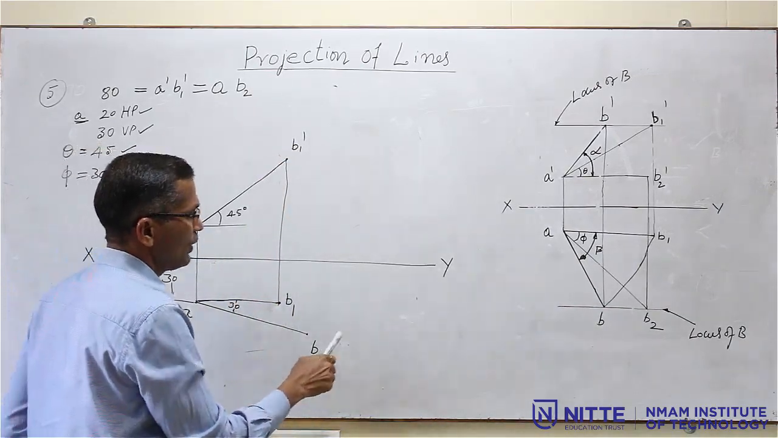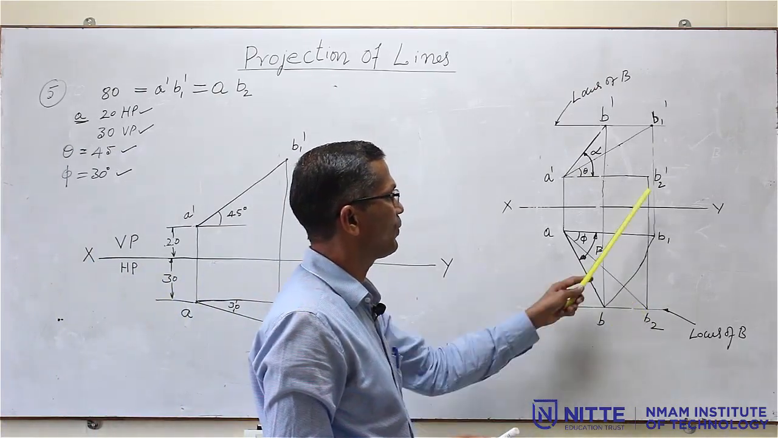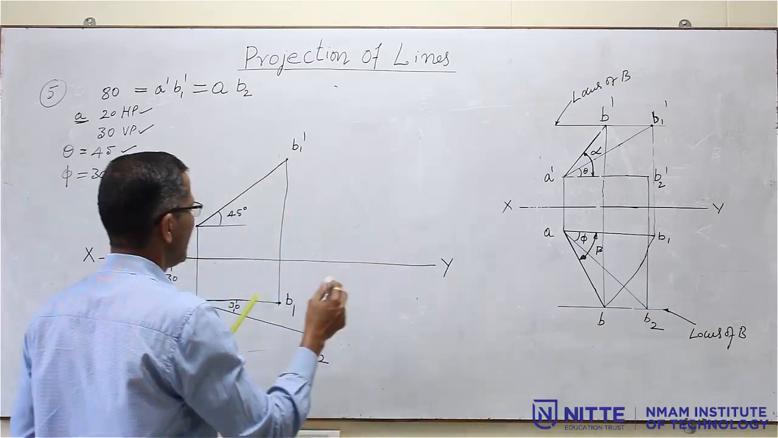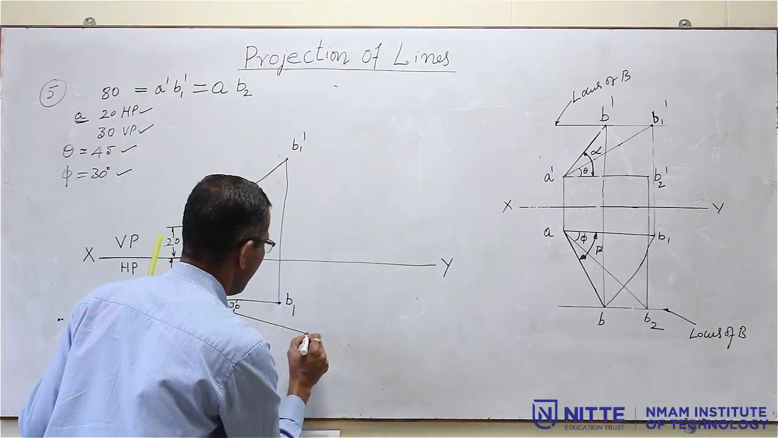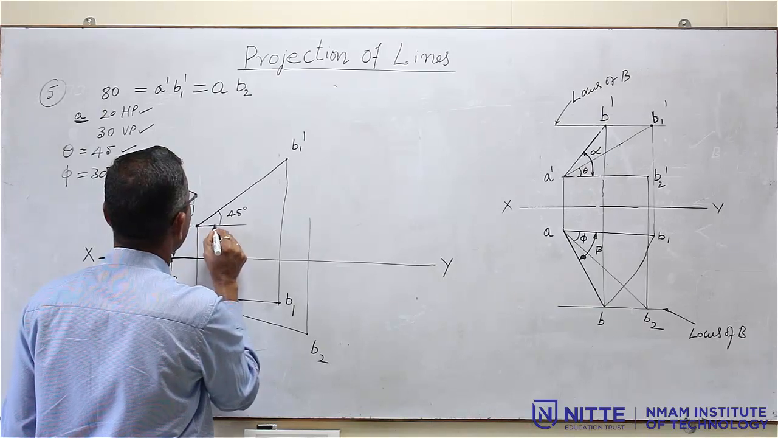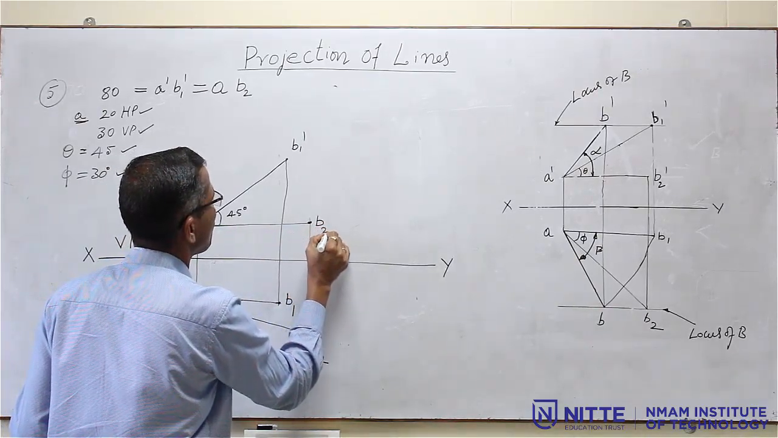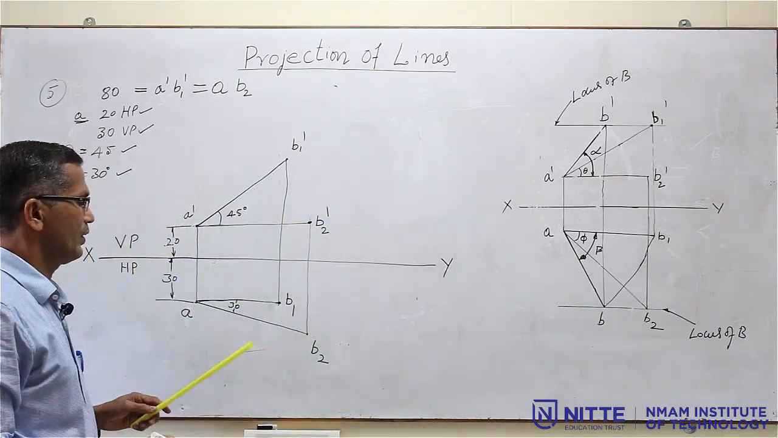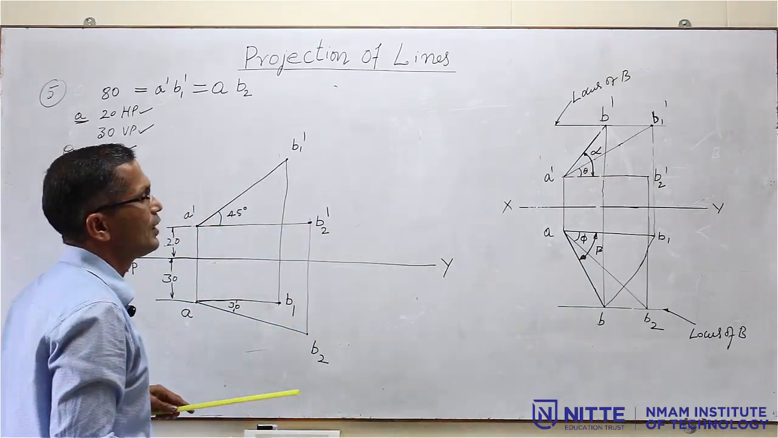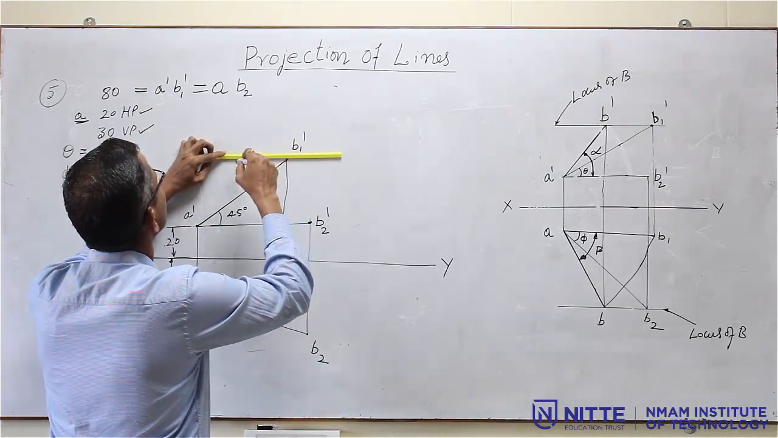Similarly, once B2 is obtained, I can draw the front view of this B2 dash. How? Just project it up with a light line, and this will be B2 dash. Then what is the remaining procedure? The remaining procedure is you have to draw the locus.